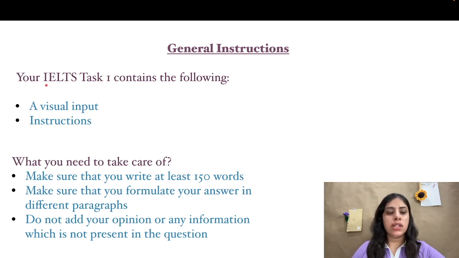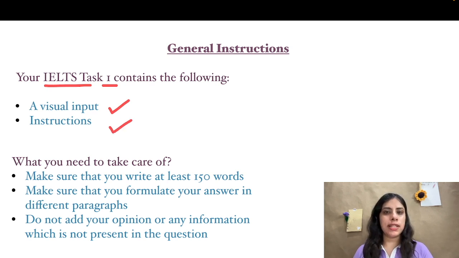So, what is included in the IELTS task 1? We can divide it into two parts. The first one is a visual input, and the second part is an instruction. The instruction is basically to make comparisons wherever relevant or highlight the main features of the given chart or diagram. And a visual input can be of different types. We are going to discuss that as well.